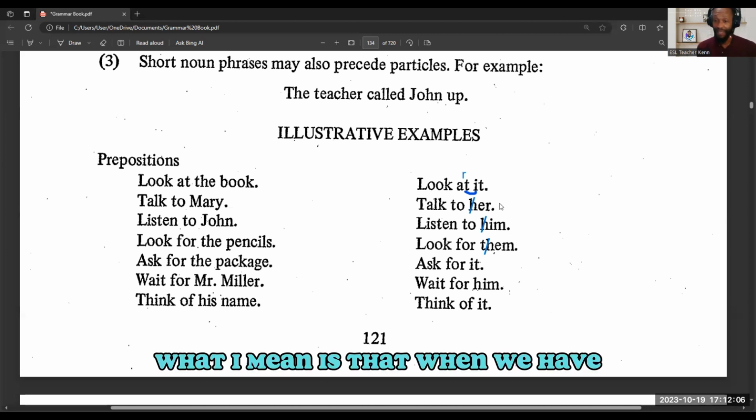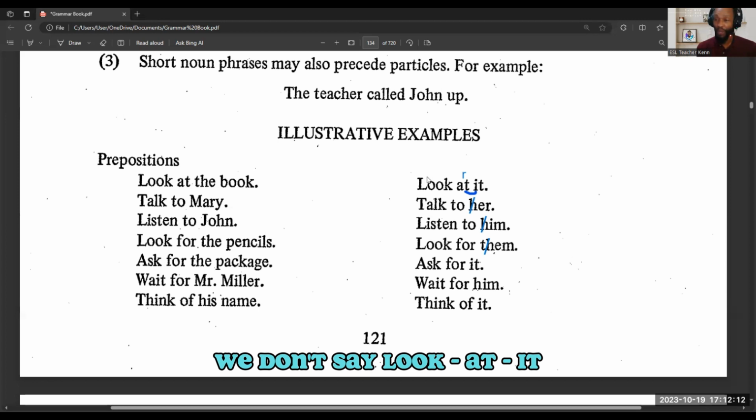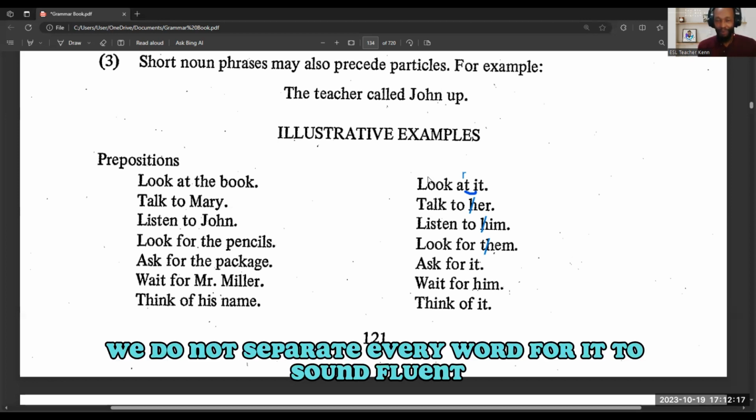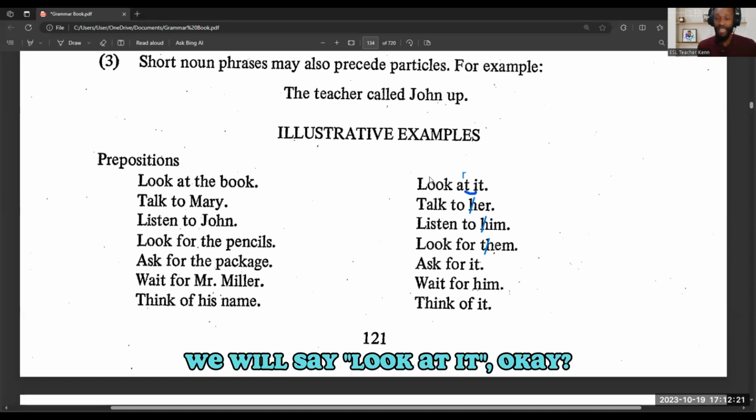What I mean is that when we have look at the book with the pronoun, we don't say look at it. We do not separate every word. For it to sound fluent, we will say look at it, okay?